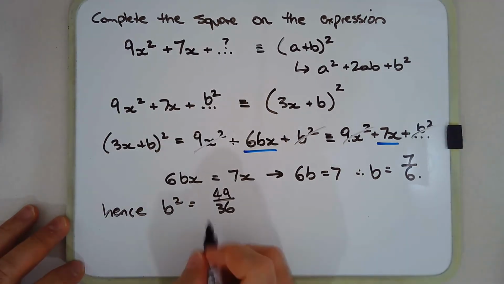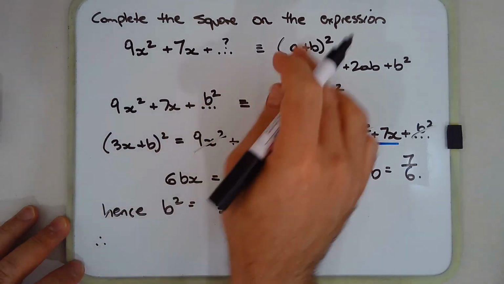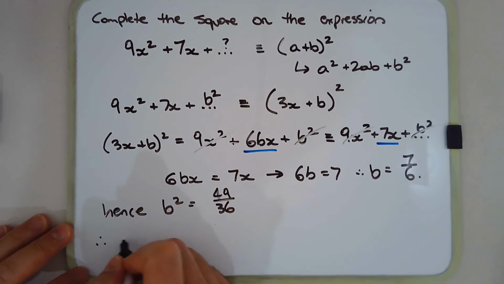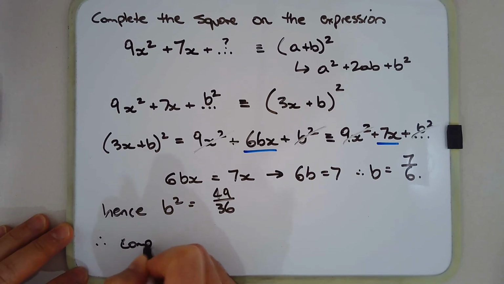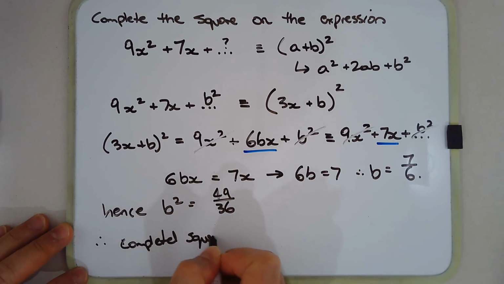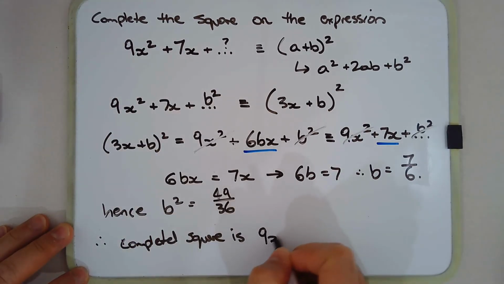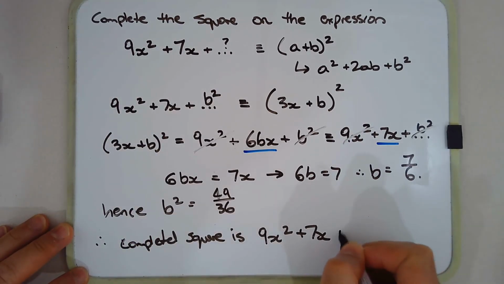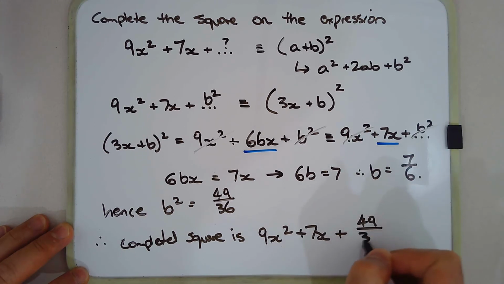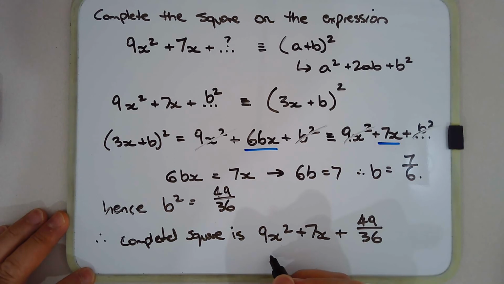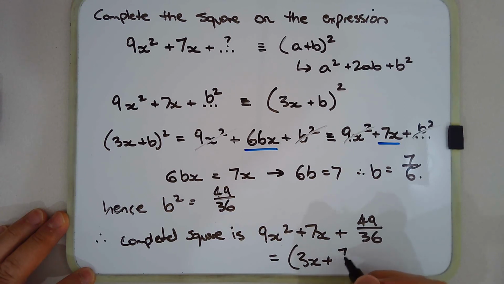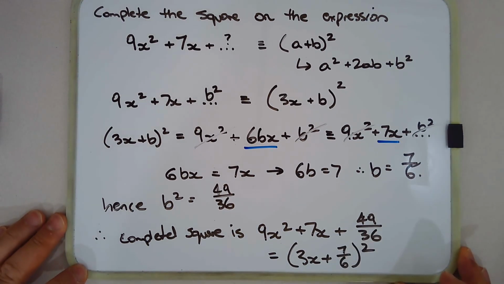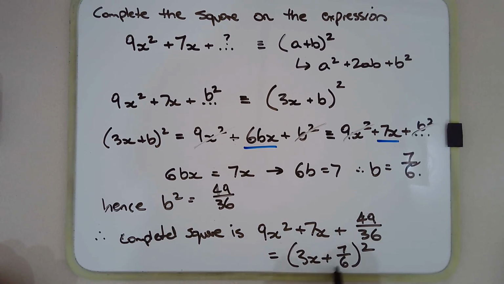Therefore, the completed square is, go back to the beginning there, 9x squared plus 7x plus 49 on 36. And expressed in factored form, that's just 3x plus this value of b that we just found, 7 on 6, all squared. And if you'd like to check it, you can expand that, 3x plus 7 on 6 all squared, and you should end up with this expression here. Thanks for watching, everyone.